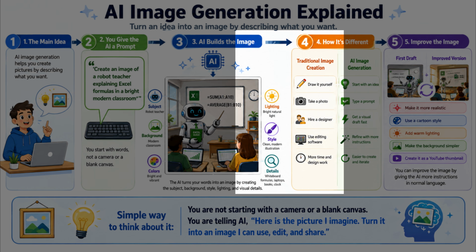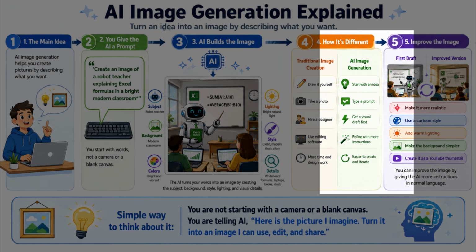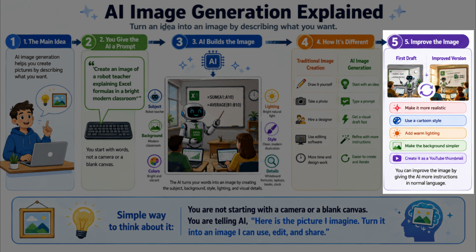This is different from traditional image creation, where you may need to draw the image yourself, take a photo, hire a designer, or use editing software. With AI image generation, you can start with a simple idea and quickly get a visual draft. Then you can improve it by giving the AI more instructions in normal language.